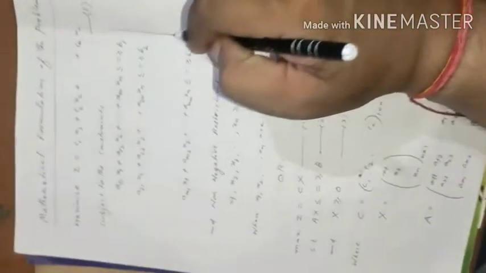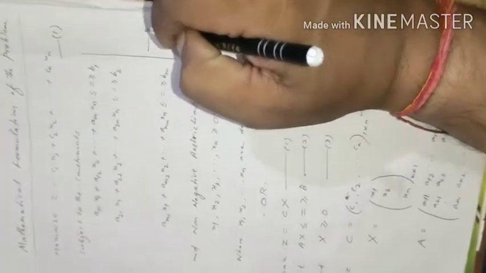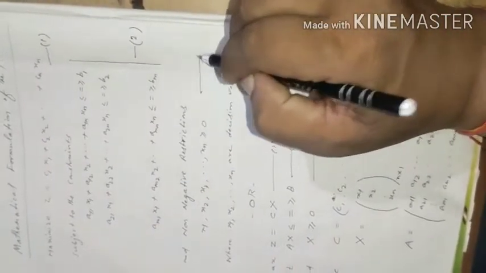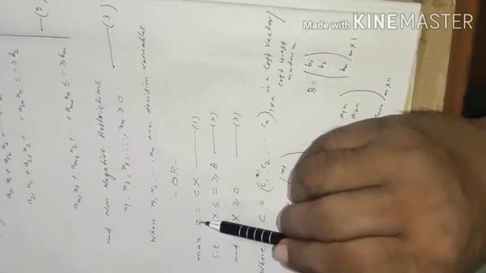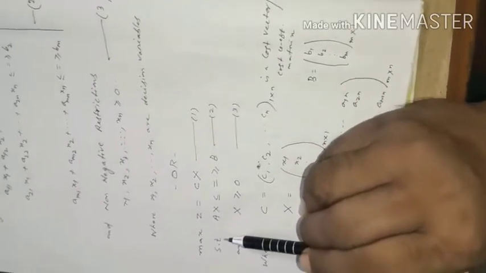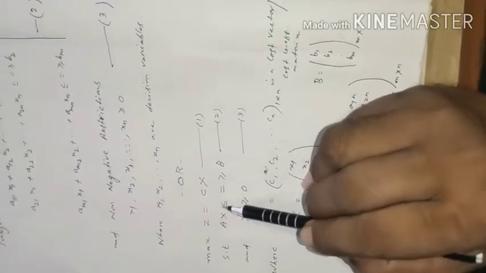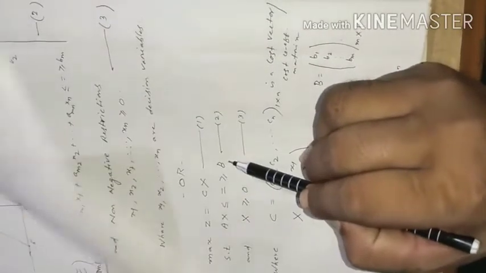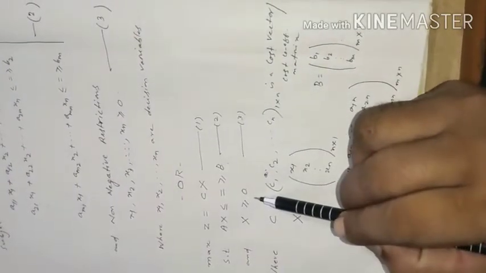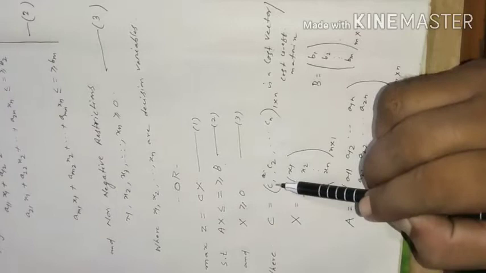That means there are three conditions. The first one is maximize or minimize, the second one is subject to the constraints, and the third one is the non-negative restrictions. And x1, x2 are decision variables. It can be written in matrix form: maximize z equals cx, subject to the constraints Ax less than or equal to, equal to, or greater than or equal to b, and x greater than or equal to 0, where c equals c1, c2 up to cn.